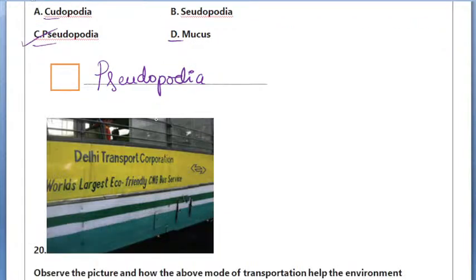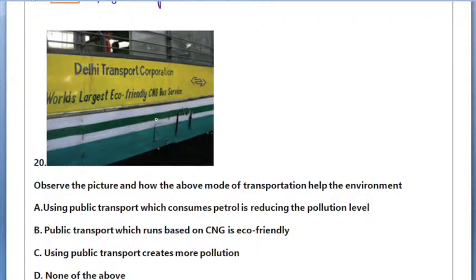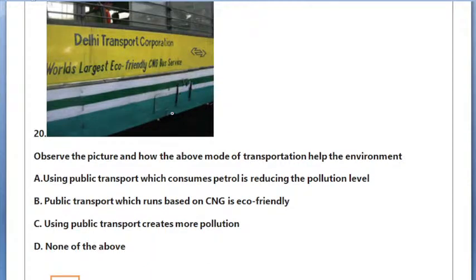Okay. Let's go for the 20th multiple choice question. Delhi Transport Corporation's world's largest eco-friendly CNG bus service is the picture. Observe the picture. How does the above mode of transportation help the environment?